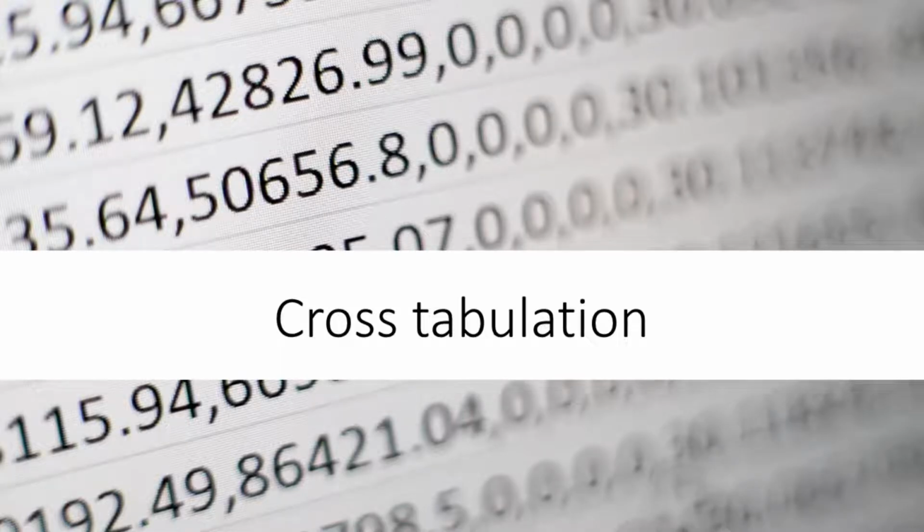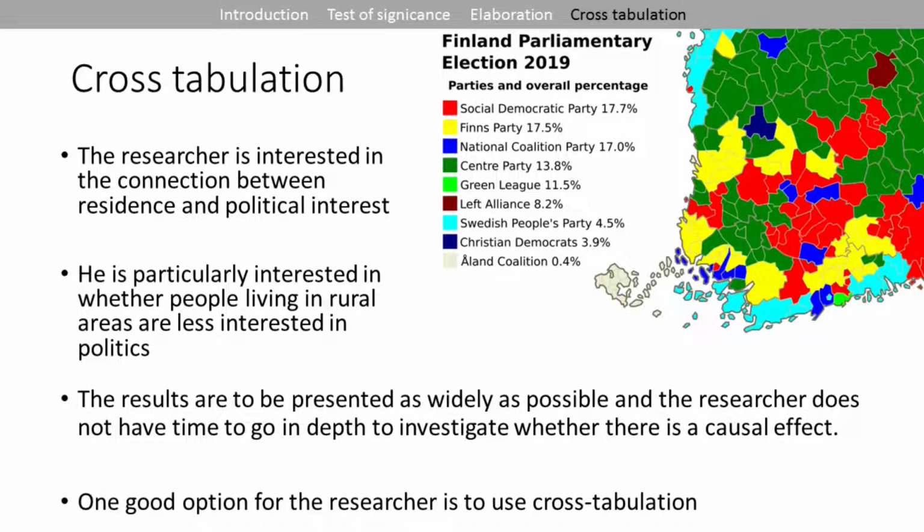And next up is the cross tabulations. And finally, we come to the cross tabulations, or the hands-on part of this thing. Let's just say we have an interest in the connection between residence and political interest. Here we have a map of this, and the idea behind it is that we would be particularly interested in whether the people living in rural areas are less interested in politics.